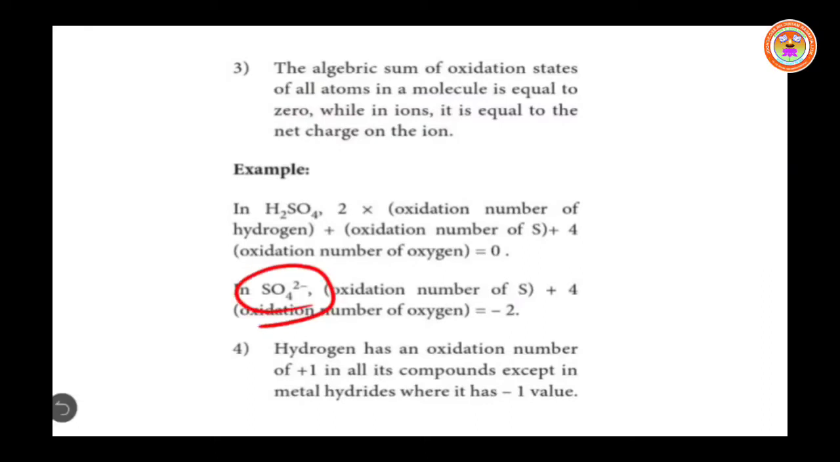In the case of an ion, the sum of the oxidation states of all atoms is equal to the net charge on the ion. Here the net charge of the sulfate ion is minus 2. Now we can verify.